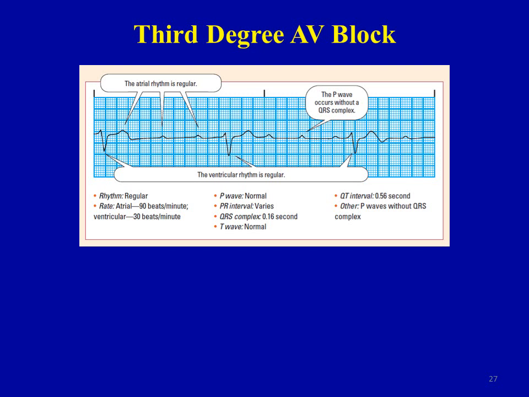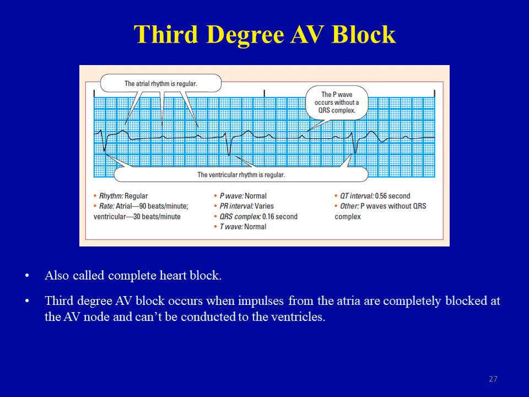And the third degree AV block, which is called complete block or complete heart block. The third degree AV block occurs when impulses from the atria are completely blocked. So no single impulse will pass through the AV node to the ventricles. So what will happen? We will see that the atrial rhythm is completely dissociated from the ventricular rhythm.